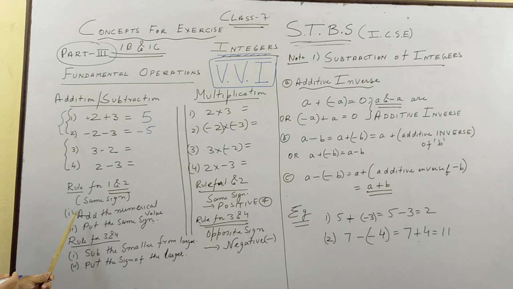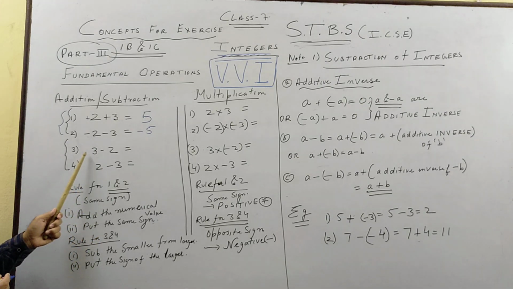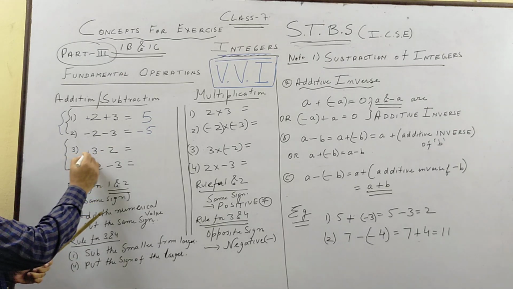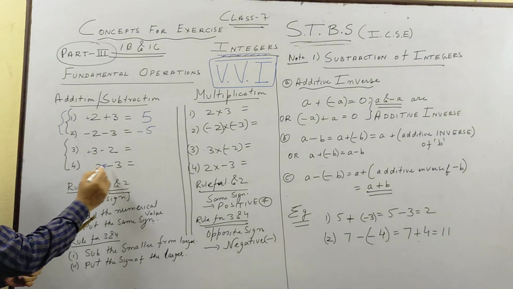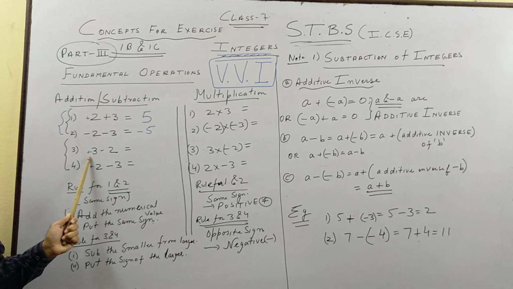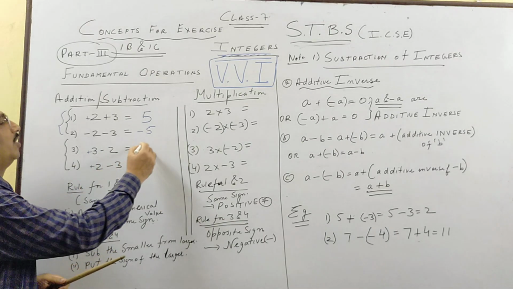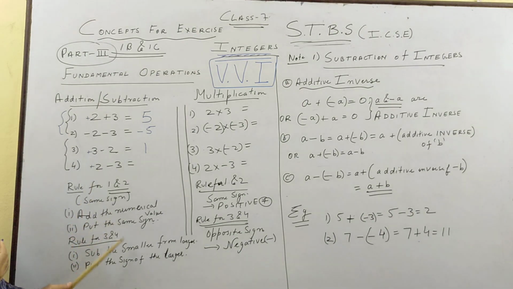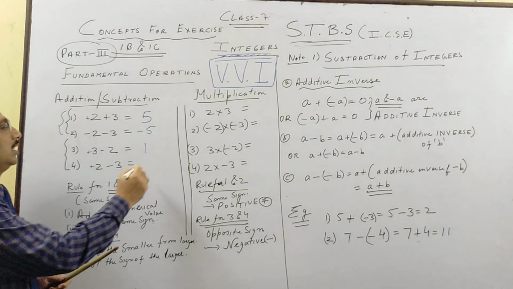So this was the first thing. Rule for 1 and 2: add them, what we call numerical value, and put the same sign. Rule for 3 and 4. Here what do you see, children? 1 is positive, 1 is negative, and here also 1 is positive and 1 is negative. But there is a difference, I'll tell you. Subtract the smaller from the larger. So see here, 3 is larger, 3 minus 2 is 1. Subtract the smaller from the larger. 2 is smaller, 3 is larger, 1.